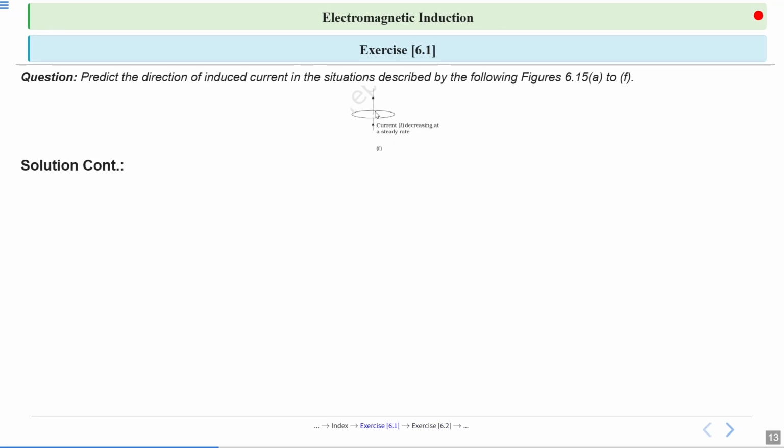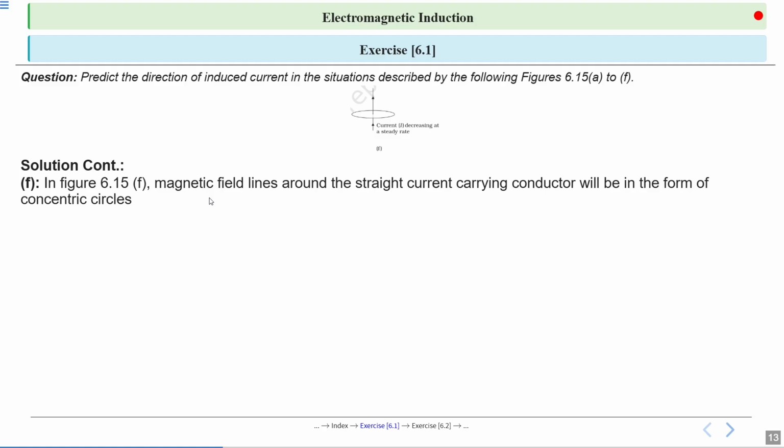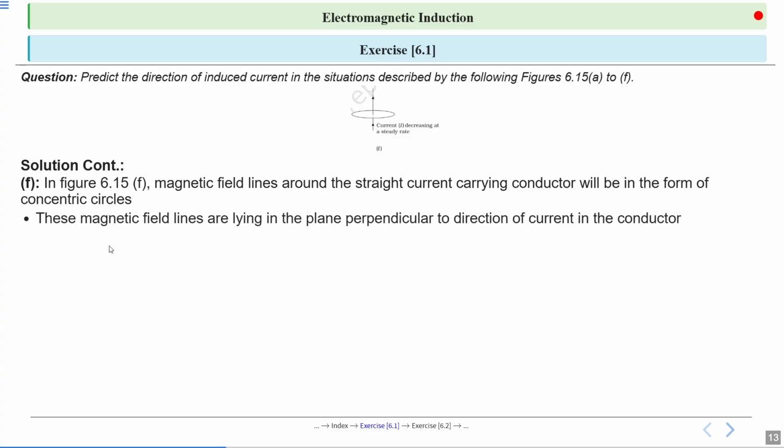Okay, in this case, now a straight conductor is given. So magnetic field lines for a straight conductor are concentric circles. And the direction of the magnetic field is always perpendicular to the direction of current at every point. So in figure 6.15f, magnetic field lines around the straight current carrying conductor will be in the form of concentric circles. These magnetic field lines are lying in the plane perpendicular to the direction of the current. So all the magnetic field lines will be in the plane perpendicular to the direction of the current.